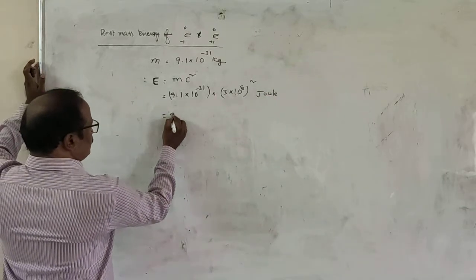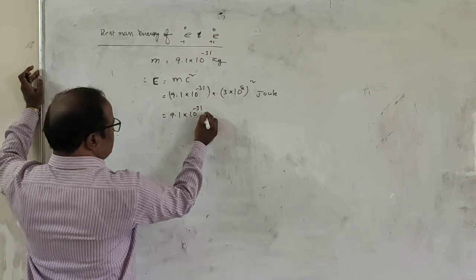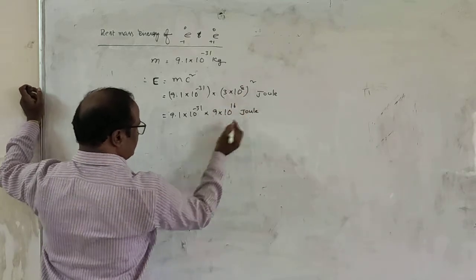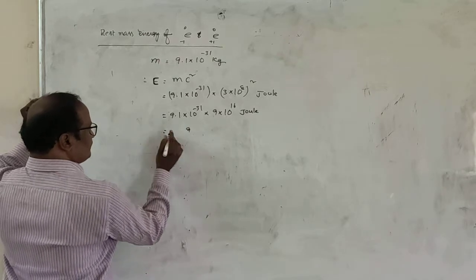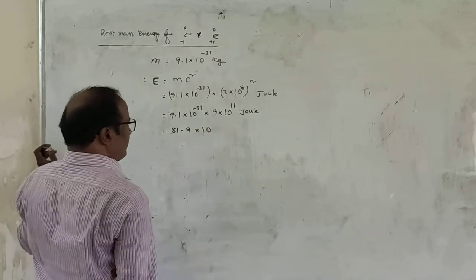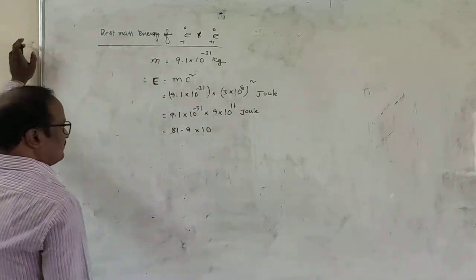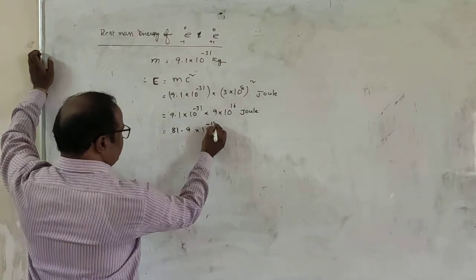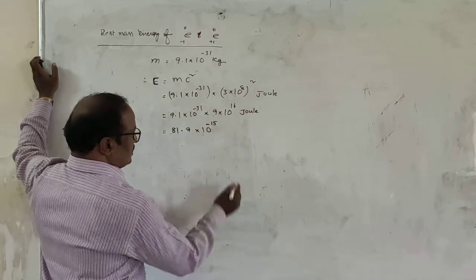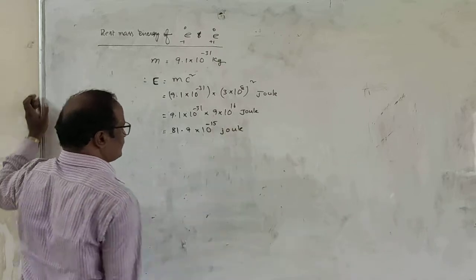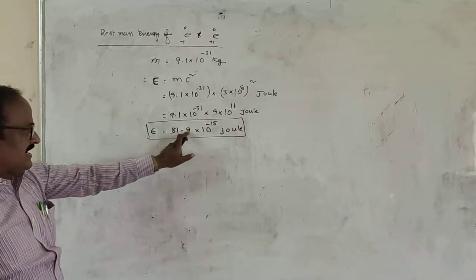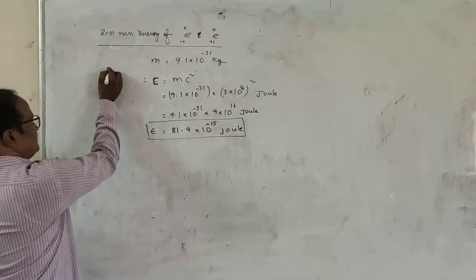This is equal to 9.1 into 10 power minus 31 into 9 into 10 to the power 16, joules. 9 ones are 9, 9 nines are 81, so 81 into 10 power minus 31 plus 16. What is this value? Minus 15. 81 into 10 power minus 15. Right? It is in joules. The energy corresponding to the rest mass of an electron or positron is equal to 81 into 10 power minus 15 joules.